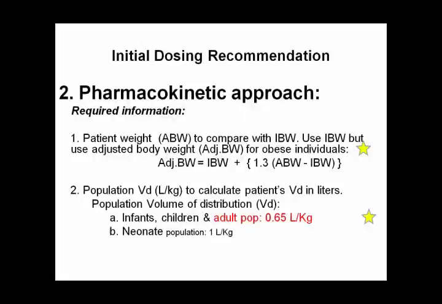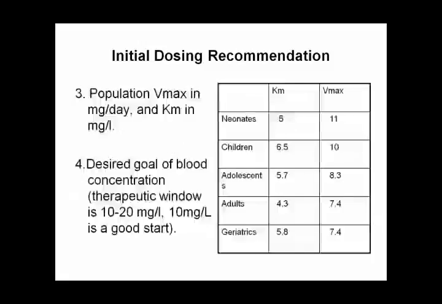In pharmacokinetic approach, you need actual body weight and you compare it with ideal body weight, and you need to decide if you gonna use ideal body weight or adjusted body weight. We use adjusted body weight for obese patient, and some people use it for obese when the actual weight is about 40% higher than the ideal body weight. The VD in adult is about 0.65 liter per kilogram, again dosing weight. These are the population KM and Vmax. Your goal should be between 10 and 20. We start at 10.